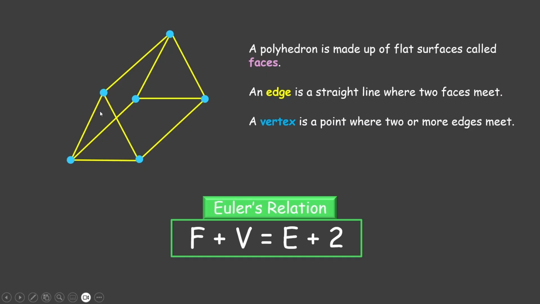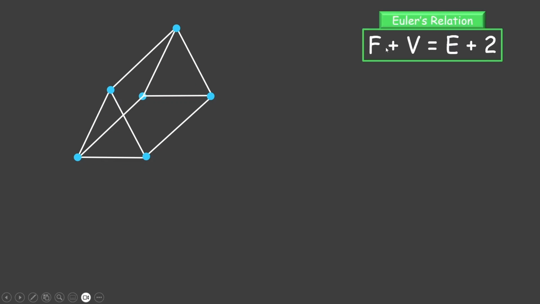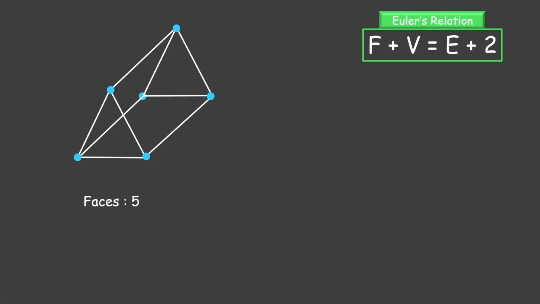How about we start with this shape itself? Let us write down the Euler's formula over here. So this is the formula or the relation. Now, we already saw the faces over here. Let's count them. We have these two faces, then this third one, this fourth one, the bottom one, and this fifth one. So number of faces are 5.